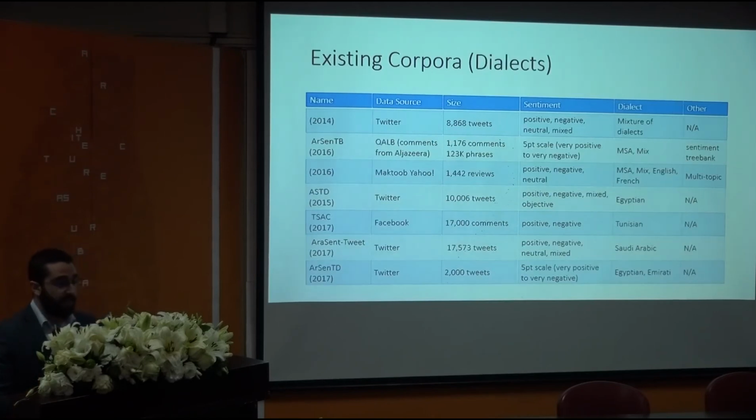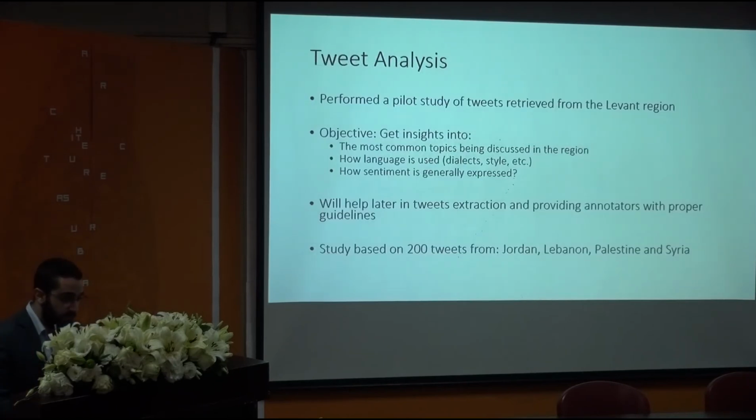If we take a look at the existing dialectal corpora, most are retrieved from Twitter or Yahoo or Facebook, and the same applies: a 3-point scale or adding a mixed option. And very few, as you can see here too, are annotated on a 5-point scale.